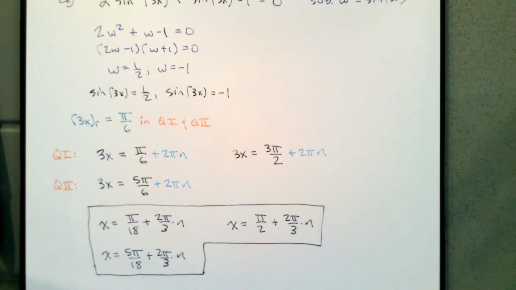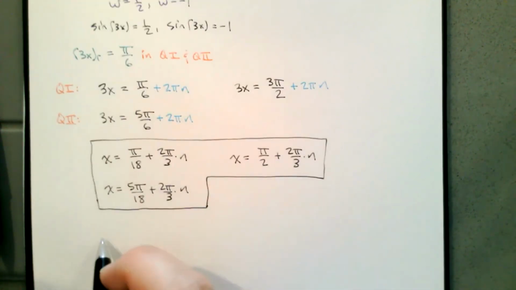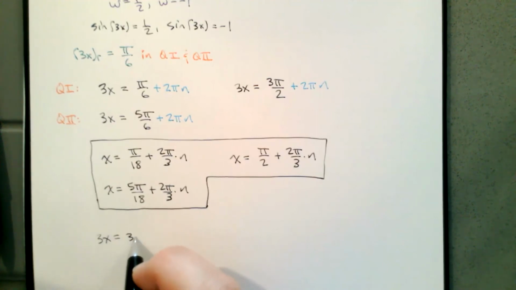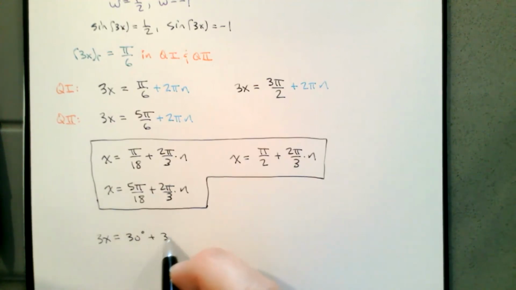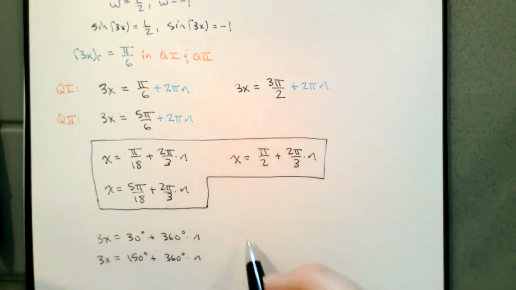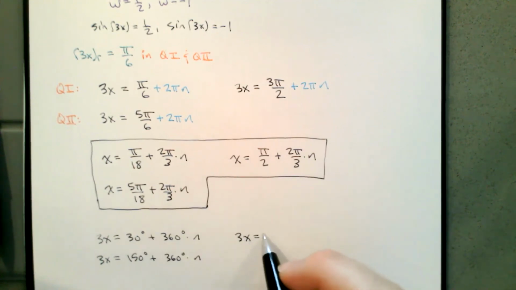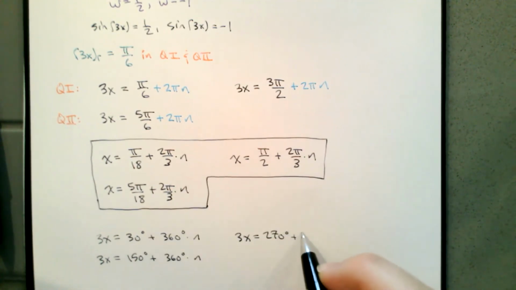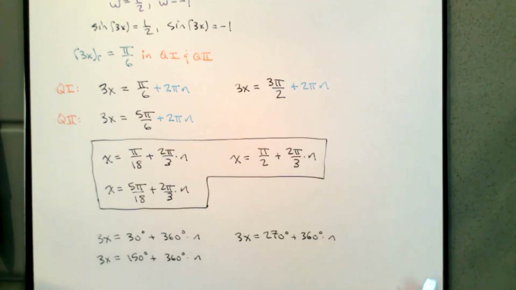Sometimes it helps to think of the problem in degrees. So right now, I decided to do all of today in radians. But let's think in degrees what's going on. So let's pick it up from here, where 3x is equal to 30 degrees. Instead of 2 pi, I'll use 360 degrees times n. And then I got 3x is equal to 150 degrees plus 360 degrees times n. And this solution over here says 3x is equal to 270 degrees plus 360 degrees times n.